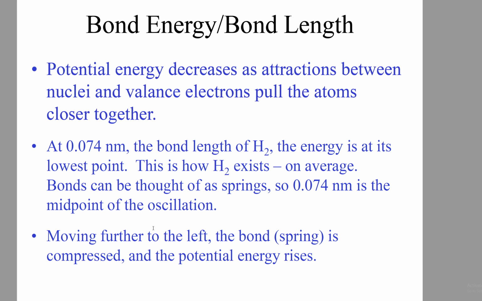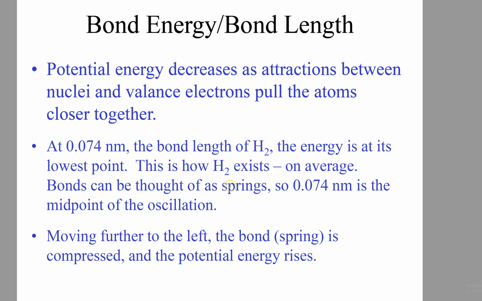So, in summary, let's go ahead and talk about how potential energy decreases as attractions between the nuclei and the valence electrons pull the atoms closer together. At 0.074 nanometers, the bond length of H2, the energy is at the lowest point, and that's why H2 exists on average.